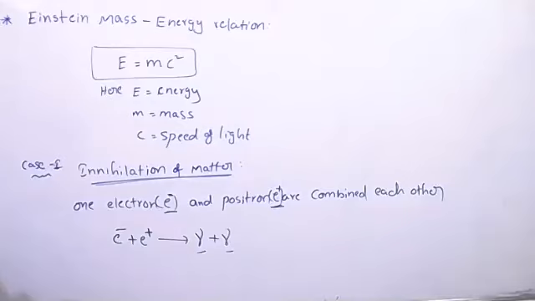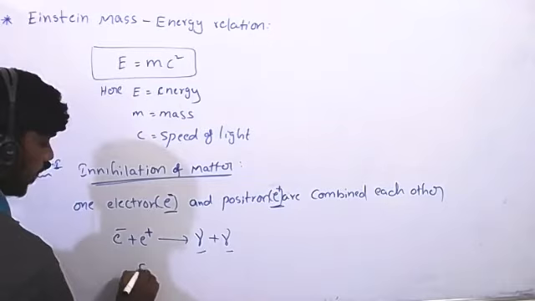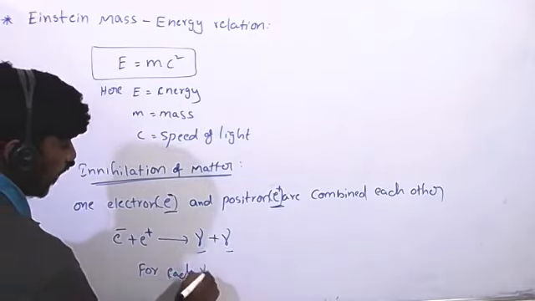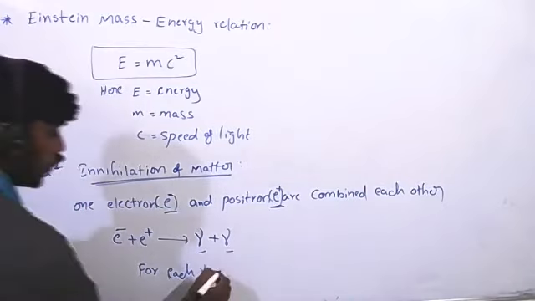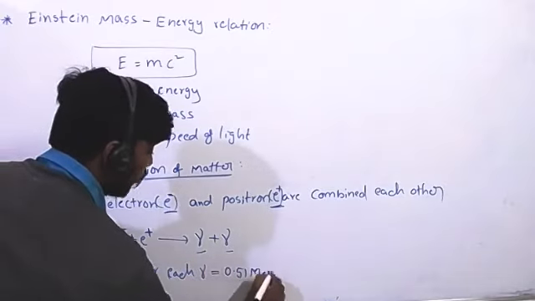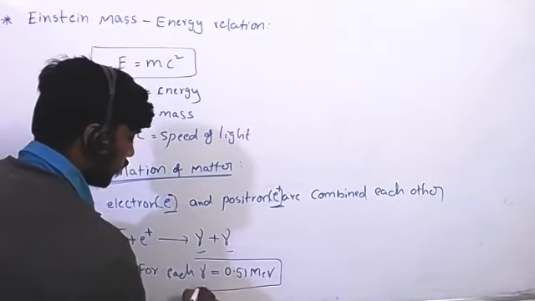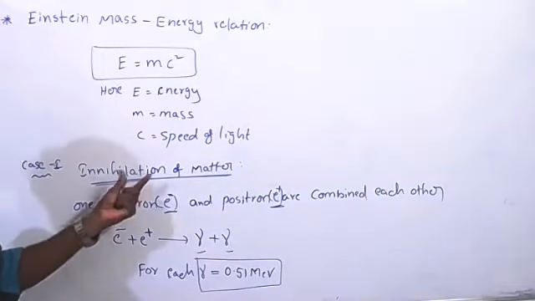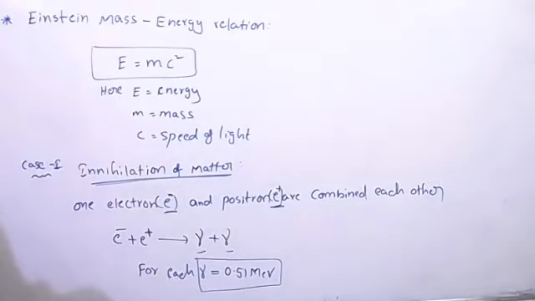So for each gamma particle, one gamma particle has energy 0.51 mega electron volt. This much energy will be there for one gamma particle. So this is called annihilation. Annihilation is nothing but destruction. They will destroy with each other.